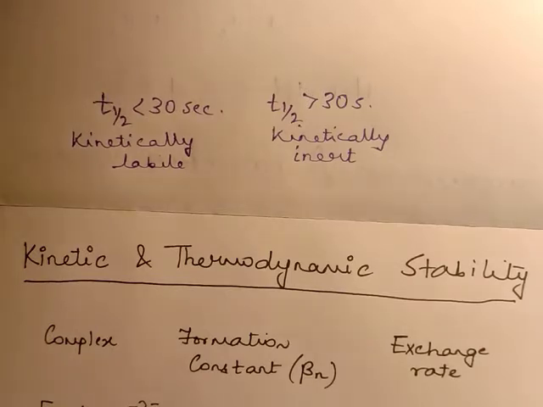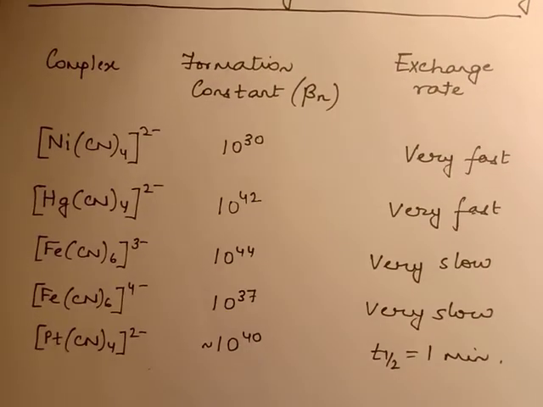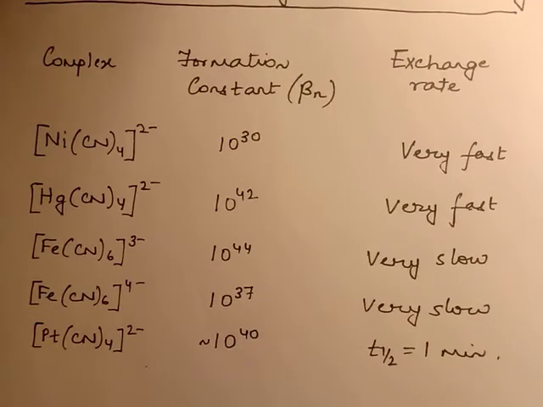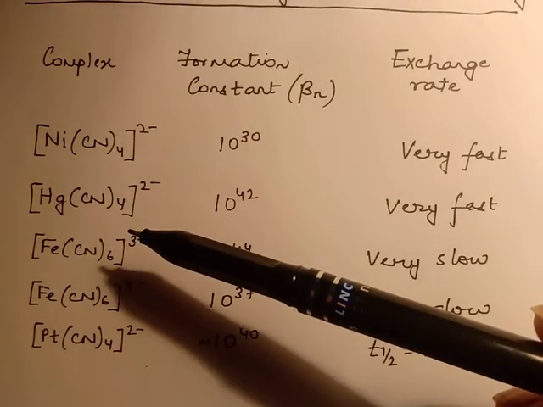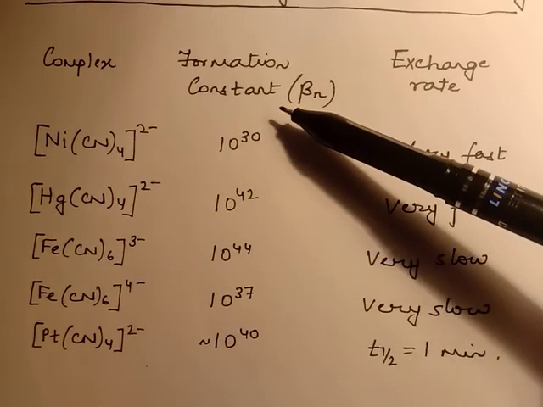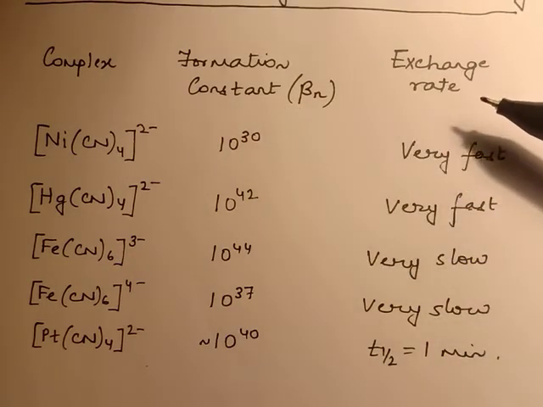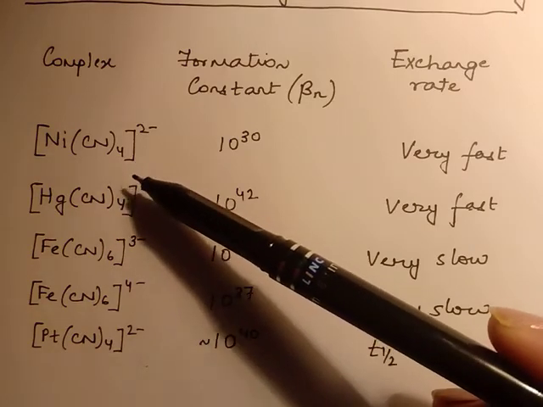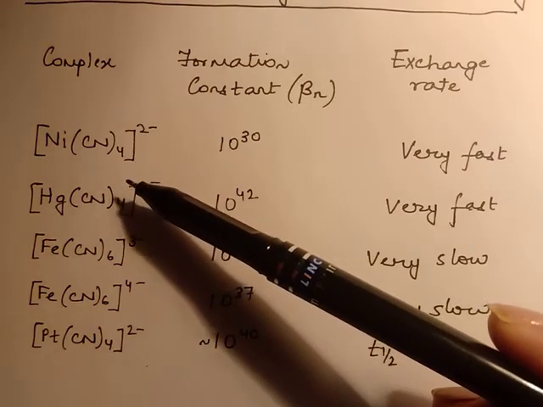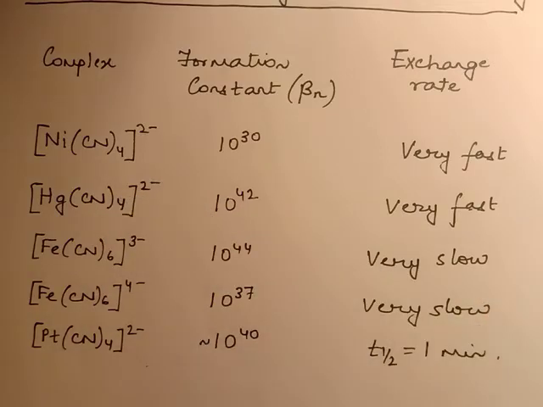Now moving on to the difference between kinetic and thermodynamic stability. In order to understand it better, I have put forward this table. Look at it carefully. There is a series of cyano complexes, and here are the formation constants and the exchange rates of the substitution reaction of these complexes when they are placed in water, that is, the aqueous solution of these complexes. Let us go one compound at a time.